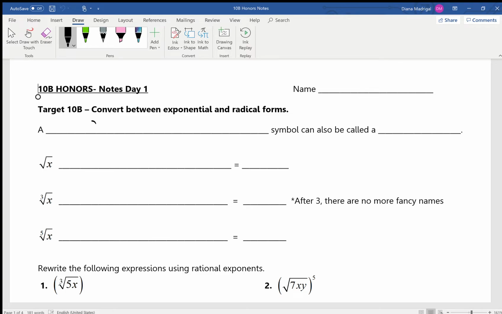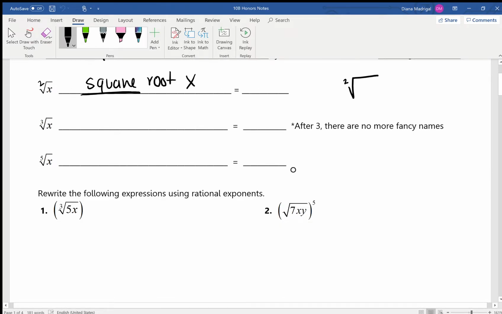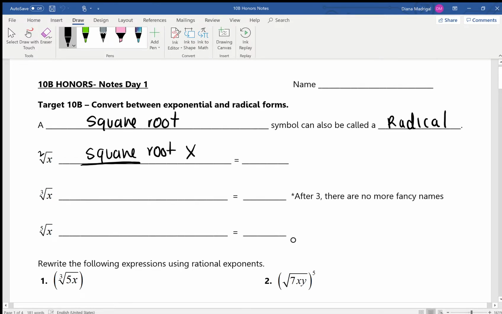A square root symbol can also be called a radical. Okay, so the first example that we see is the square root of x. All right, and you should know that square means 2. So even though we don't have a number 2 right here in the radical, there's an imaginary 2 in there. I'm always gonna know that whenever I see a radical like this, there's an imaginary 2 right there. Okay, I don't have to always write it. I should already know that.